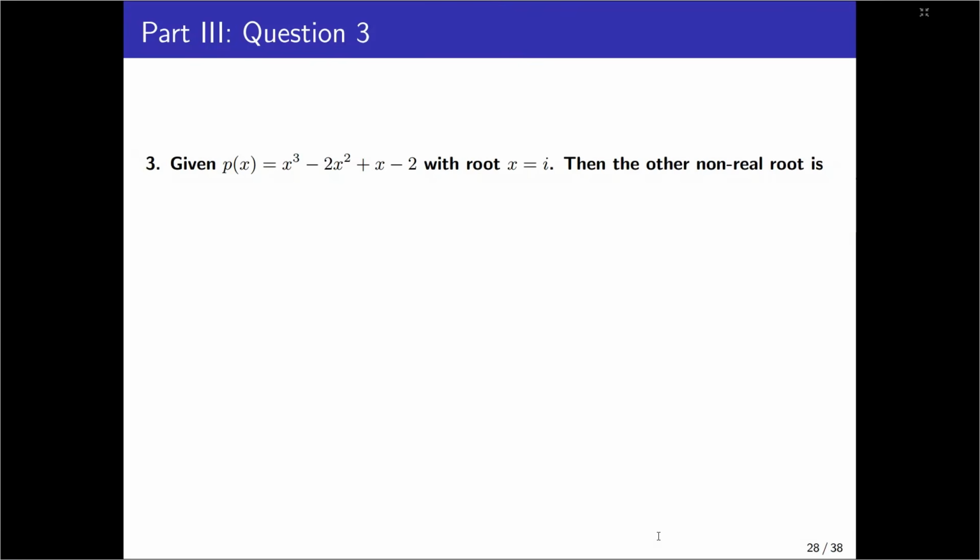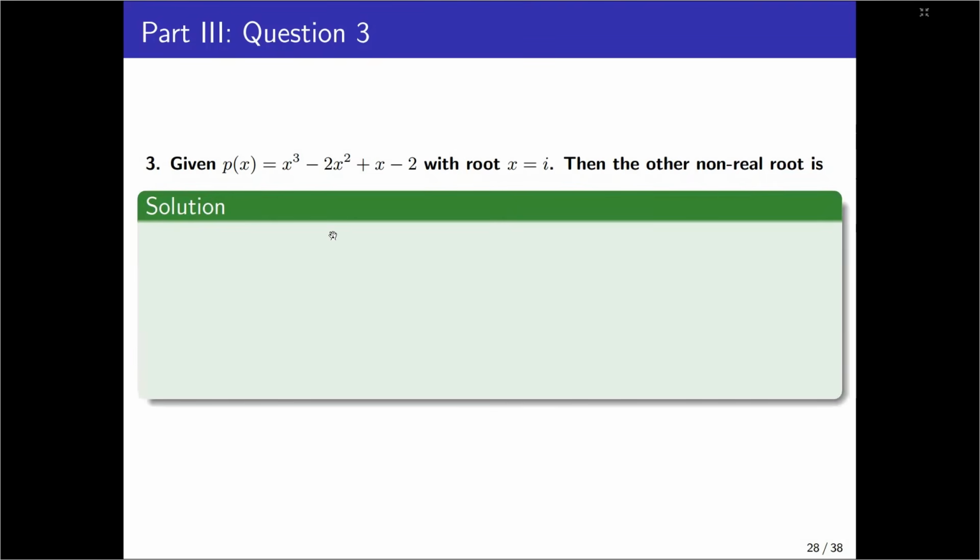Next question, question number 3. Given a polynomial function p of x equals x cubed minus 2x squared plus x minus 2 with root x equal to i, then the other non-real root, that is the other complex root, is?